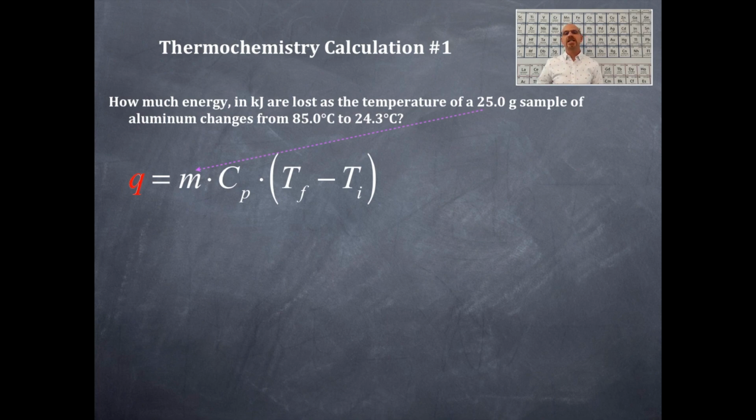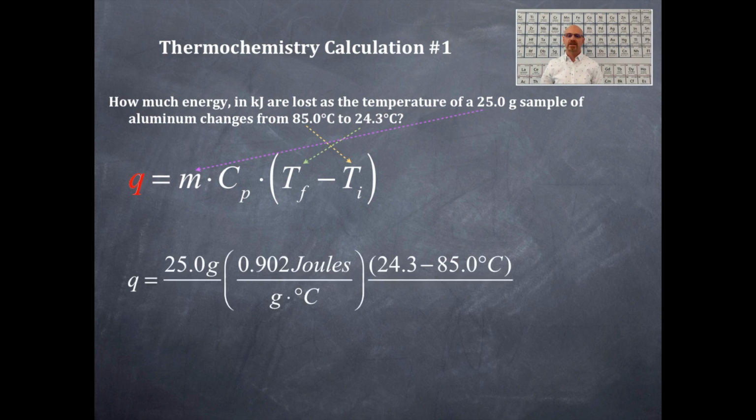But we do know the temperatures, and we've got to figure out what these temperatures are. It changes from 85 to 24. So the 85, that's our initial temperature, to 24 is the ending final temperature, and so that's what goes right there. So now I'm going to plug in these numbers, including the specific heat capacity for aluminum and the specific units. So the 25 grams is in there, the 0.902 joules per gram degree Celsius specific heat for aluminum is replaced in there, and then the 24.3 minus the 85.0.